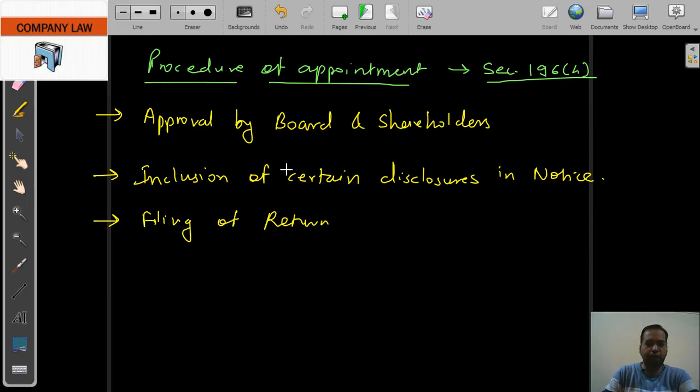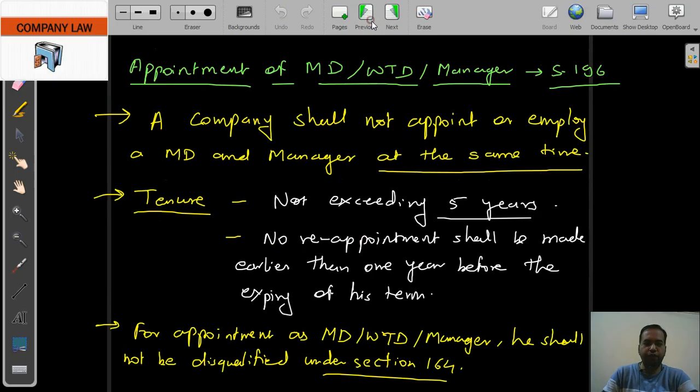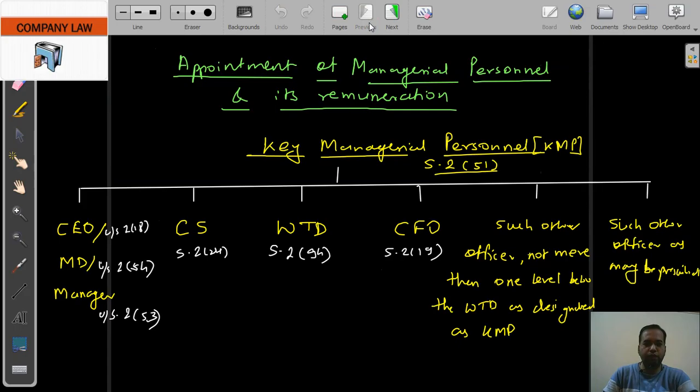After appointment, a return has to be filed with the registrar within 60 days. So return has to be filed with ROC within 60 days. These are the procedures to be complied with for appointment of the MD, WTD or manager. So you can just quickly note down all these points, whatever we have covered so far.